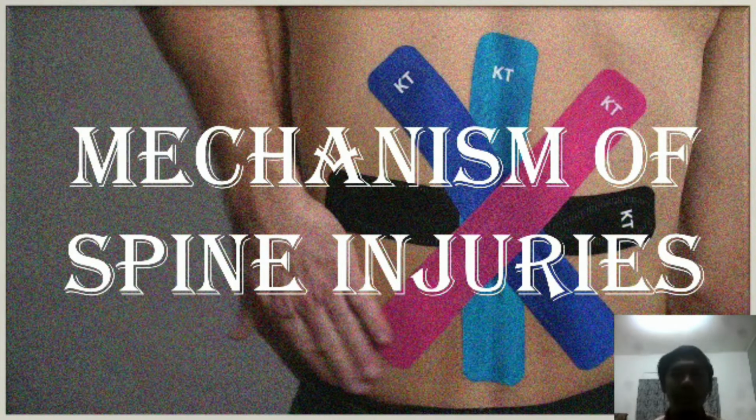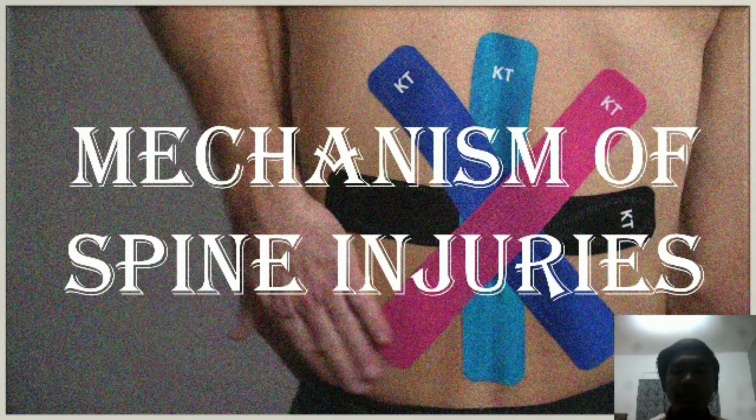For the next one, the mechanism of spine injury. First of all is flexion injury. This is a common spinal injury. For example, you get a heavy blow across the shoulder by a heavy object. Other than that, a fall from height on the heel or buttocks.